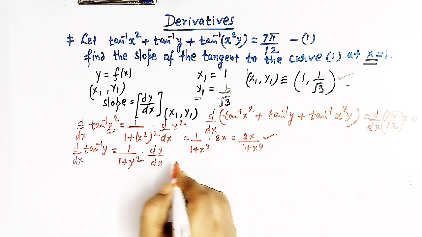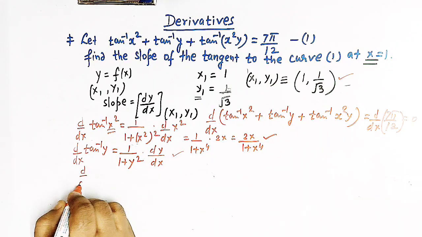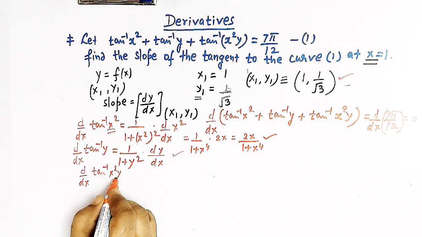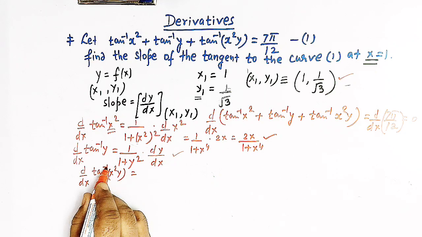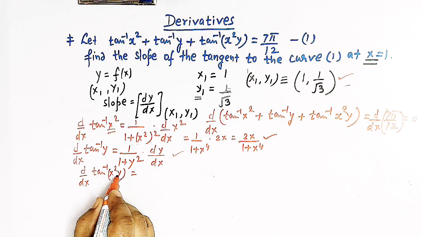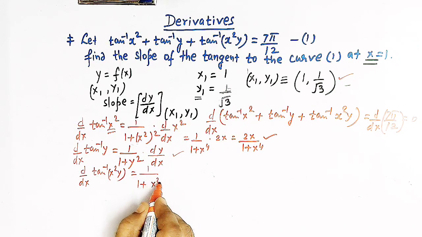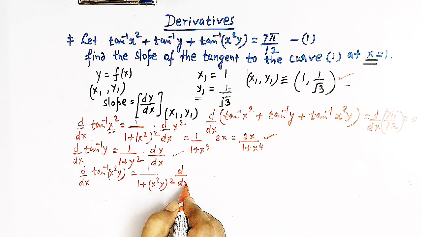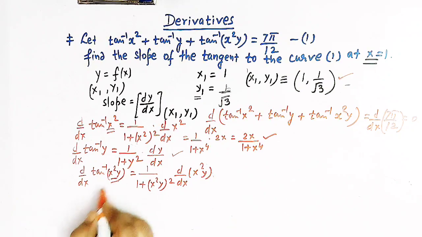Now let us differentiate d by dx of tan inverse x squared y. First we have the derivative of tan inverse x squared y with respect to x squared y, so that is 1 over 1 plus x squared y whole squared, and then by chain rule we have d by dx of x squared y.